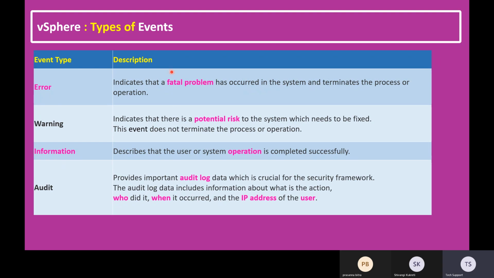Error event means most of the time it is represented as a fatal error. A fatal error is any critical or serious problem, which will be stored as an error, a red color message. Warning normally means a potential risk. Normally the color for a warning is yellow. Information is shown as a small I symbol. That I symbol shows most of the operations completed, task information. And audit log is also similar to error and warning information. It shows who did it, when it occurred, all the timestamps, and it will also provide the IP address of the user. This is nothing but an audit log.